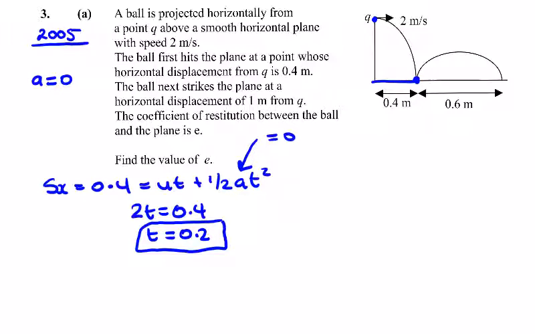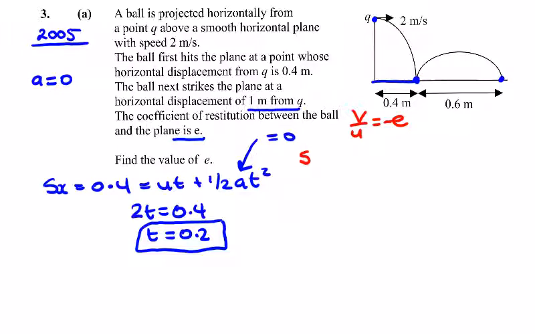So let's read the next part of the question. The ball strikes the plane at a horizontal displacement 1 meter from Q. So then the second part is 0.6, as given in the diagram. And we're looking for E here: find the coefficient of restitution. So we'll be looking at Newton's law of restitution here, V over U being minus E. So we need the velocity in the J direction here.